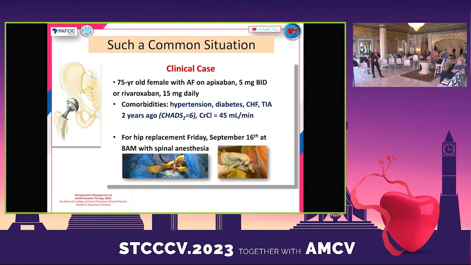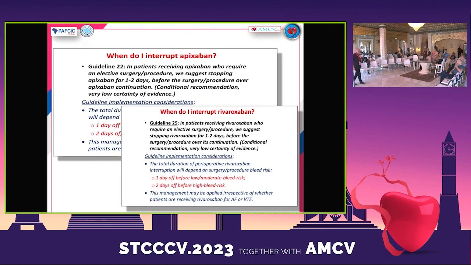So this is a short clinical case: a 75-year-old female with AF under apixaban or rivaroxaban, with hypertension, diabetes, and CHA2DS2-VASc at 6, with a clearance of 45. She is programmed for hip replacement on Friday at 8 a.m. with spinal anesthesia. What the American guidelines recommend is to stop the drug 1 or 2 days before. I will say 2 days for this patient because we have spinal anesthesia. It's a high-risk patient. And even for rivaroxaban, it's the same.